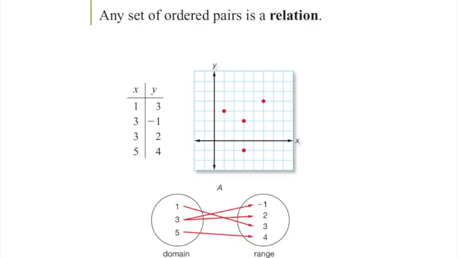Domain, that is your input. So that is your input values. That's typically represented by x. Range, those are your y values represented by your y and your output. And then what they did is they drew a line. So 1 went to 3. So you'll see the line from 1 to 3. 3 went to -1, from 3 to -1. 3 also went to 2, from that 3 to 2, and 5 went to 4. That is a mapping diagram, okay? Label your domain and range, least to greatest, do not repeat it, and draw your arrows. All right, so there's 3 ways to represent it.